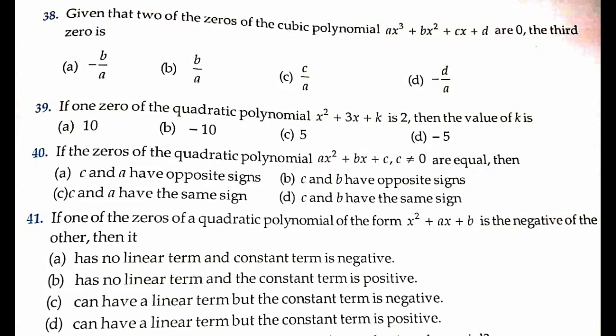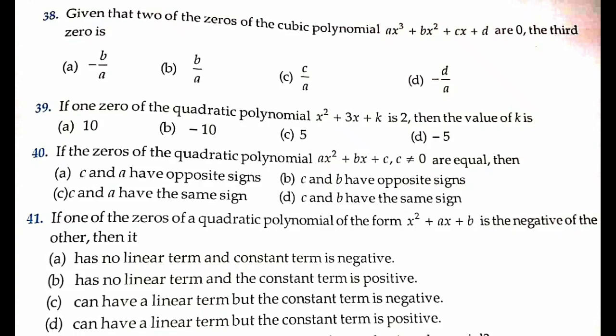Moving to the next question. If one zero of the quadratic polynomial x square plus 3x plus k is 2, then the value of k is, it is already given, one zero is 2. Put the value of x as 2 in this case. So we have 4 plus 6 plus k equal to 0, that is k is equal to minus 10. So option B is the right answer.